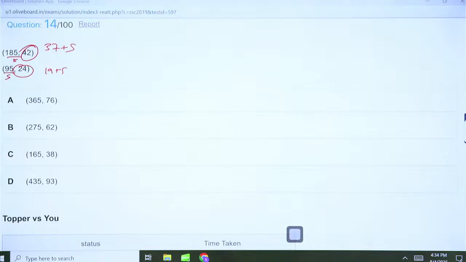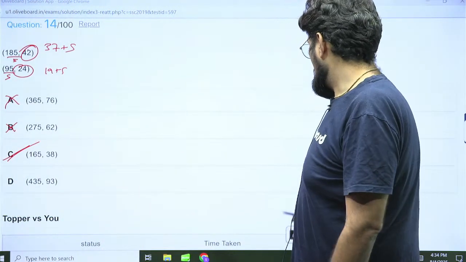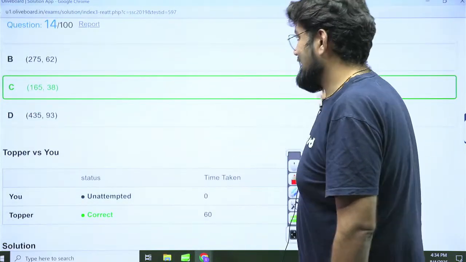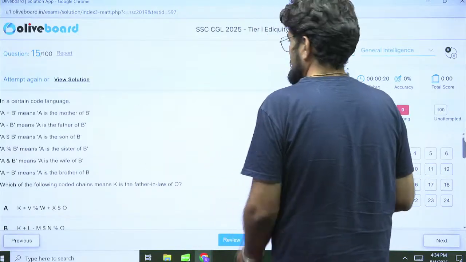So 365, this is 720 and 730. So 73, no. This is 275, so 540, 550. 55 plus 5, no. 165 double is 320, 330, 33 plus 5. Option C is the right answer. Okay. Hopefully you know what I am doing. How I am calculating, right? Option C is the right answer. 60 seconds. Okay. Maybe okay to figure it out, maybe. So it's fair.